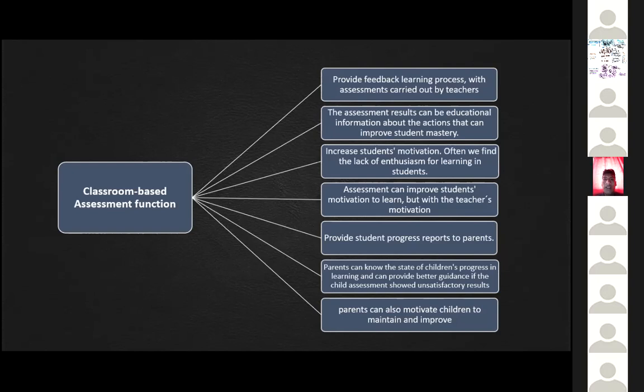Another important one is to increase students' motivation. Often we find a lack of enthusiasm for learning in students, but after assessing, the teacher can improve a student's motivation to learn. So in this way, the students can work on the problems and study hard. So assessment can improve the students' motivation to learn.